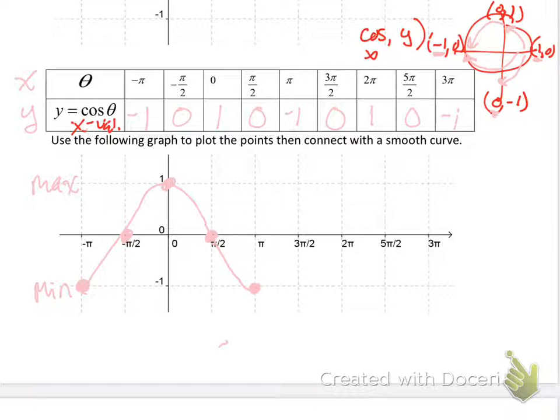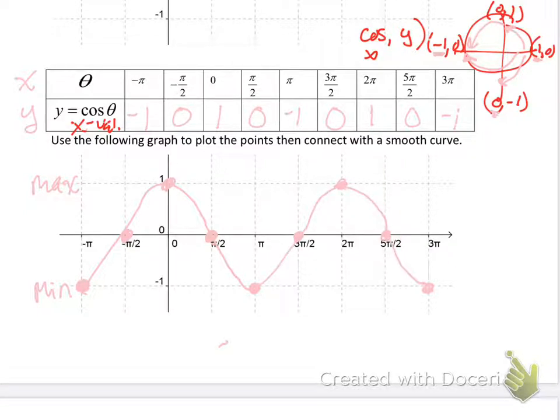I'm going to continue just to show you that it keeps going if we wanted it to. 3 pi over 2 is 0, 2 pi is 1, 5 pi over 2 is 0, 3 pi is -1. So all it does is repeat. Oops, I didn't connect that very well.